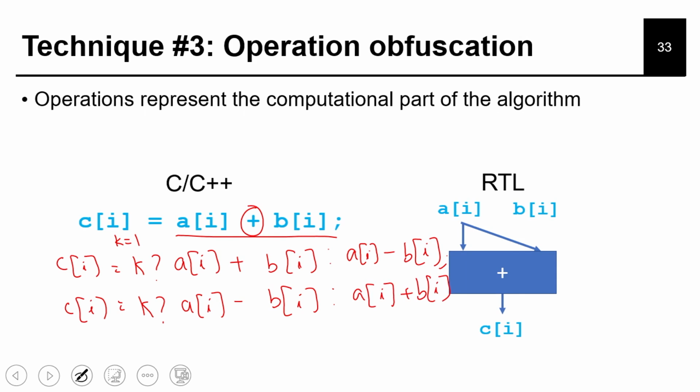So, here the k value is 0, because if k you do the wrong thing, else you do this. Because k equal to 0, I will always do this, right. So, this is how I can hide the operation as well. Make sense?